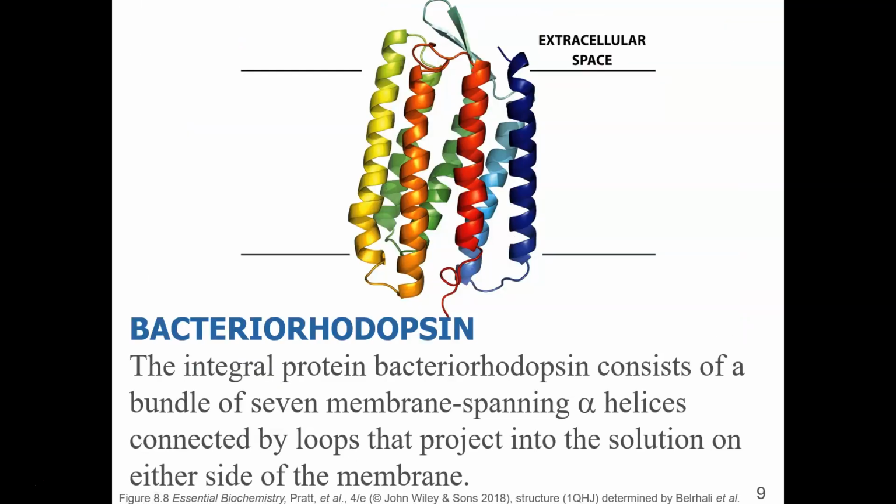Here's another example. This is bacteriorhodopsin. It's a bacterial protein. Scientists are interested in it because it looks a lot like rhodopsin, the protein in our eyes that is responsible for vision. This is a 7-membrane spanning alpha helix where you're essentially going back and forth across the membrane 7 times. And again, the amino acids that make up the alpha helices that are in contact with the fatty acyl chains will be nonpolar, whereas the portions of the helices exposed to the aqueous environment will be composed of polar amino acids.